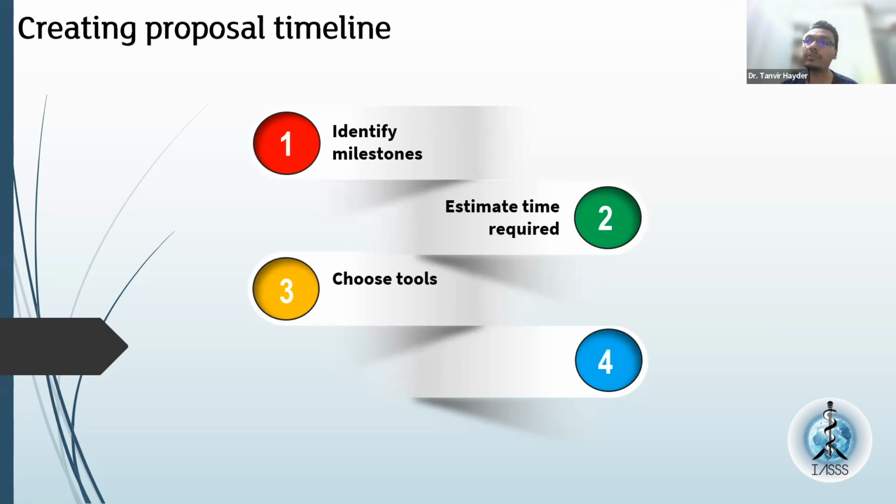Then choose tools. What does tools mean? In creating and managing a research proposal timeline, you choose the tools that best suit your preference and needs. Gantt chart, I'm not sure how many of you have heard of it. It is a tool which is very popular, which usually provides a visual representation of the project timeline, showing the start and end dates, dependencies, and progress of each task and milestone. Software like Microsoft Project, Excel, or online tools like Trello or Asana can be used to create and update Gantt charts.